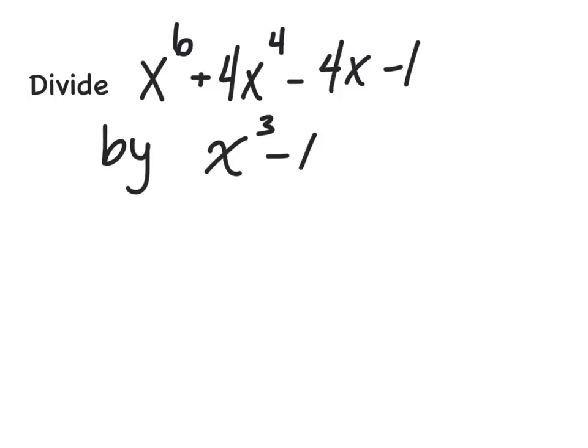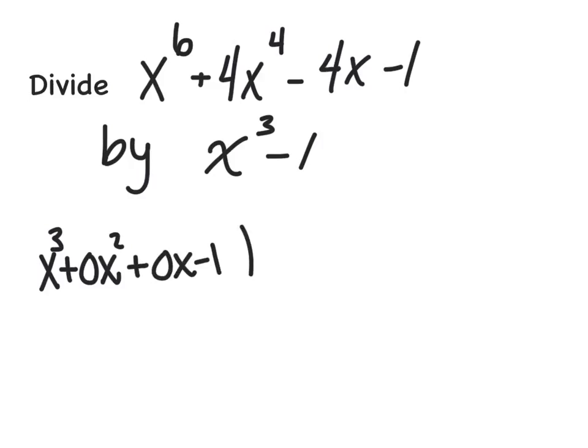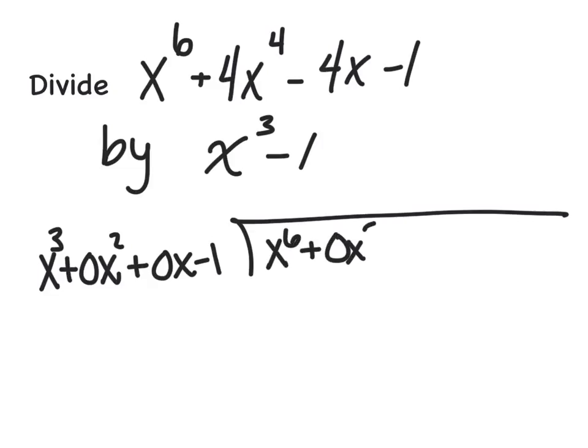Now this one's even a little uglier, because you'll notice in the divisor, we're also missing terms. So same idea, you're still going to use a placeholder of 0 anytime you're missing terms. So I'm going to say I have x cubed plus 0x squared plus 0x minus 1 divided by x to the 6th plus 0x to the 5th plus 4x to the 4th plus 0x cubed plus 0x squared minus 4x minus 1. Okay, so it's so important that anytime you don't have those terms in there, we're using that 0 placeholder.